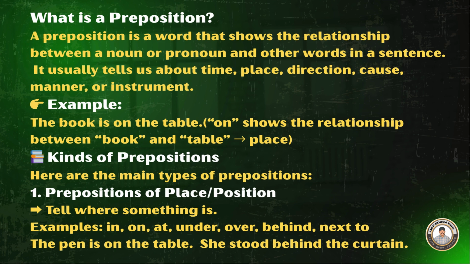Kinds of prepositions. Here are the main types of prepositions. 1. Prepositions of place or position. They tell where something is. Examples: in, on, at, under, over, behind, next to. The pen is on the table. She stood behind the curtain.